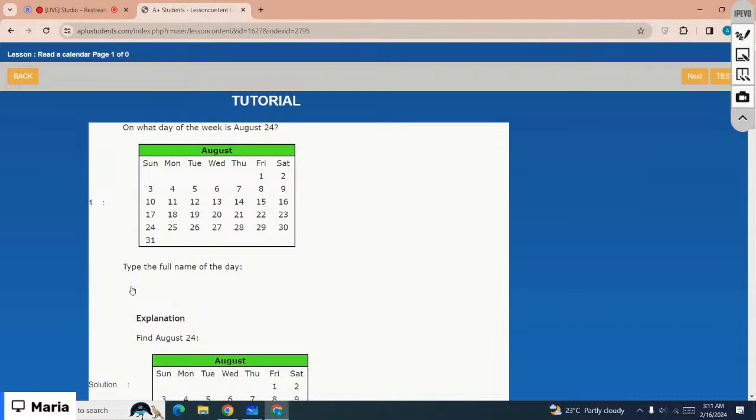On what day of the week is August 24, right? You have to see the day on August 24, right? Let me just explain how the calendar looks, right? Every month looks like this. Here is the name of the month, like here is August. Then the first line has the names of the days of the week, and the lines below, like Sunday, below it the dates are 3, 10, 17, 24, and 31. That means these dates are Sundays, right? In the same way, on Monday you have 4, 11, 18, and 25, right?